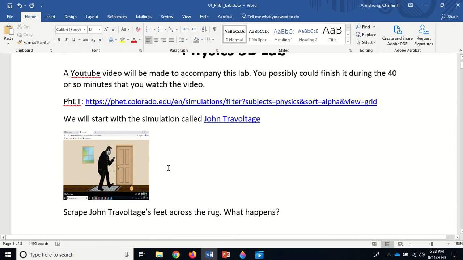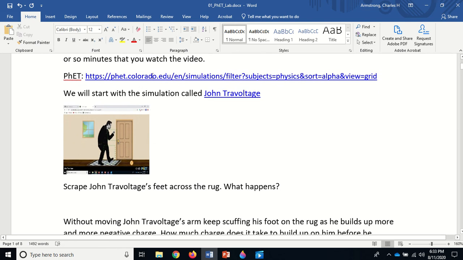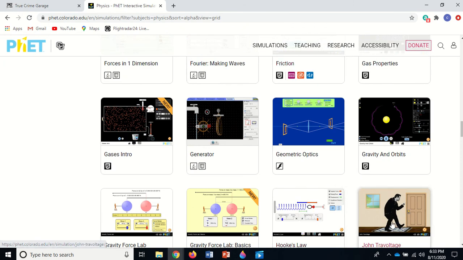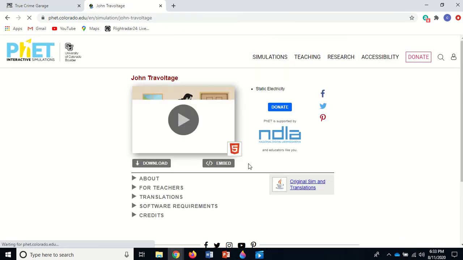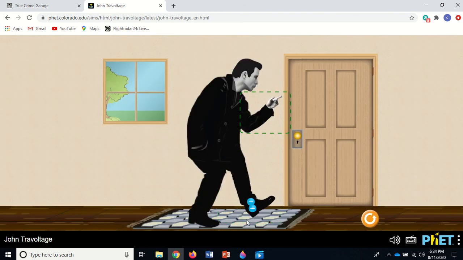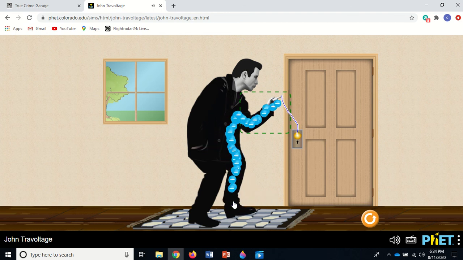And basically, it starts with this one called John Voltage. That's what it's called. If you click here, or you click the picture, it should take you right to the John Voltage thing. It's all in alphabetical order. There's John Voltage, and you hit play. And when you scuff John Travolta's feet, what happens? He picks up electrons. He picks up negative charge. You keep doing it. Now finally, with the whole mess of these things on here, there's a discharge.